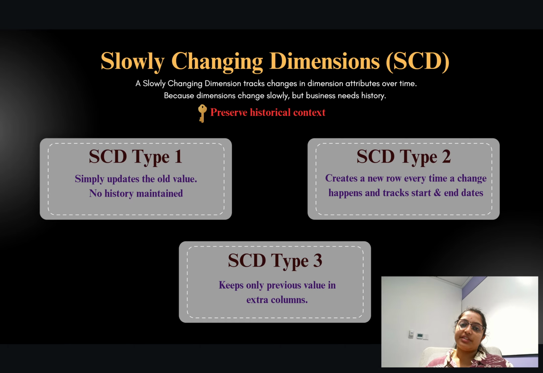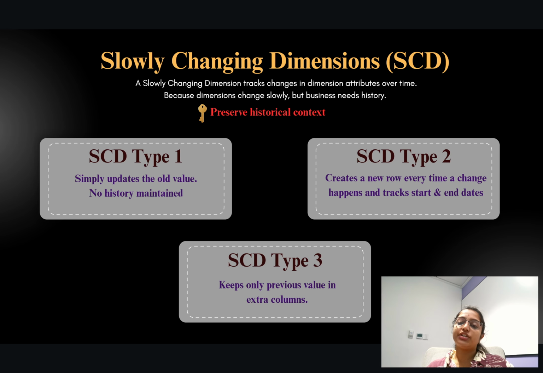So, the different types of SCD. SCD type 1 will simply update the old value, so no history is maintained. Whereas SCD type 2 will create a new row every time a change happens, and it will track the start date and end date along with the current flag so that the complete history is maintained. Whereas SCD type 3 will keep only the previous value in an extra column, so that it maintains partial history.